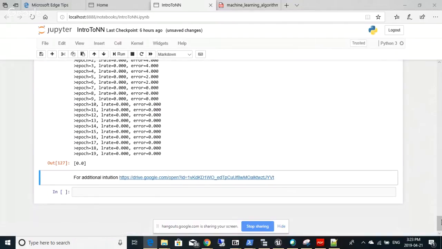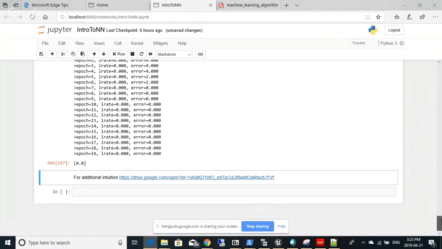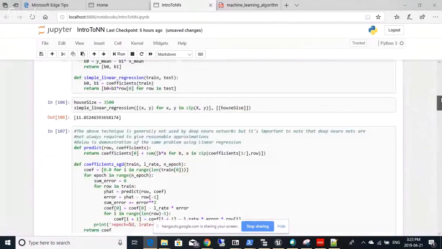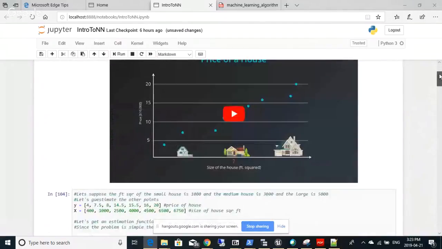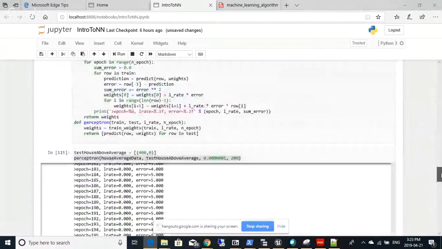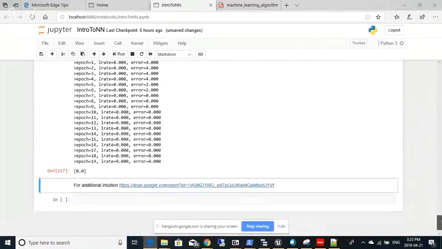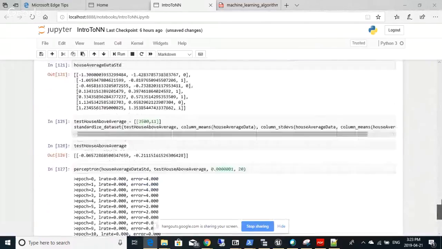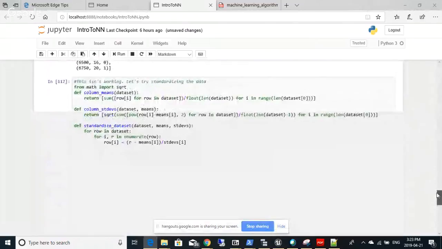I left a link here for additional intuition. This is to a talk I had for just the stochastic gradient descent algorithm, which I'm going to talk more about on the next session. Well, no, next session will be the rest of the introduction and starting to go into TensorFlow, because I do believe the basics are very important. Yeah, see you next time.